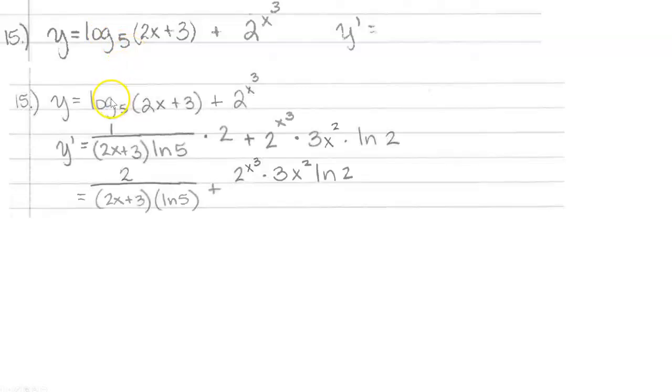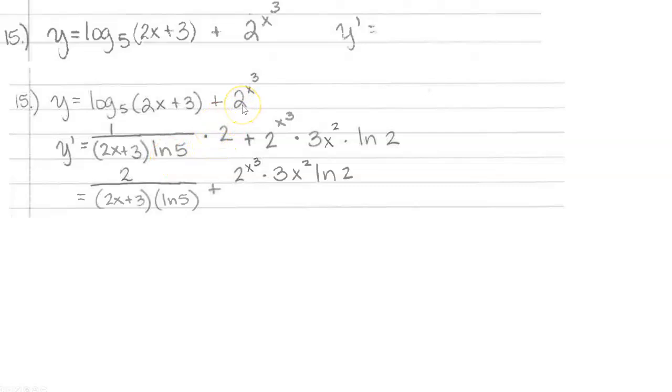All right, then 15, we have a log that is not a natural log. We've got a log base 5. So for any log that is not a natural log, like if we've got the log base a of x, the formula is 1 over x ln a. And since this was not just a plain x, I'm going to use chain rule, and so I'm going to multiply by the derivative of 2x plus 3. So this would be derivative of the outside, and then this would be derivative of the inside.